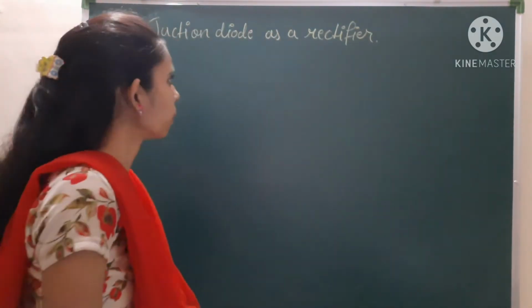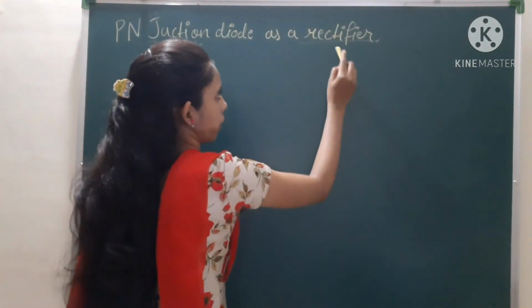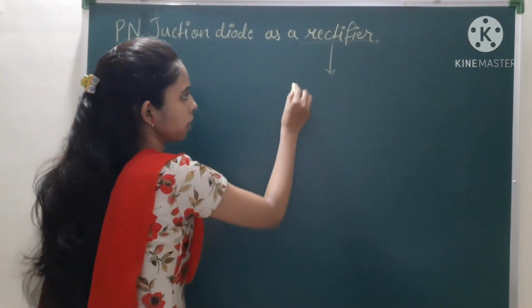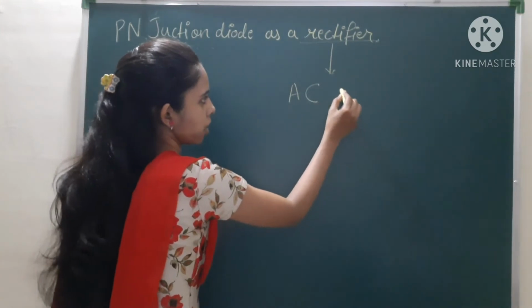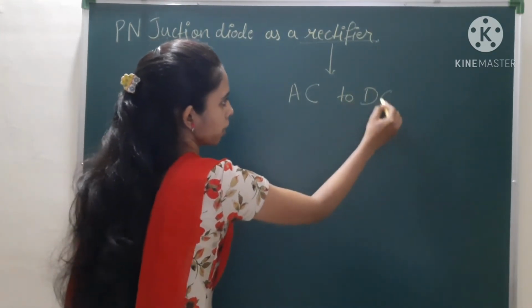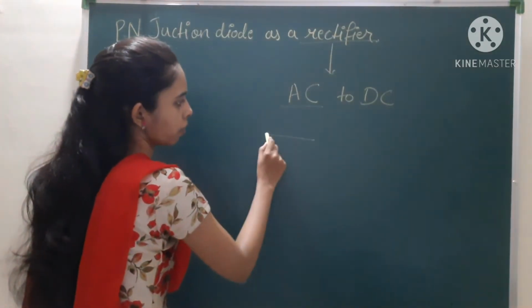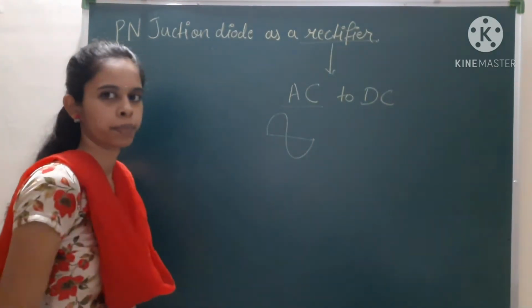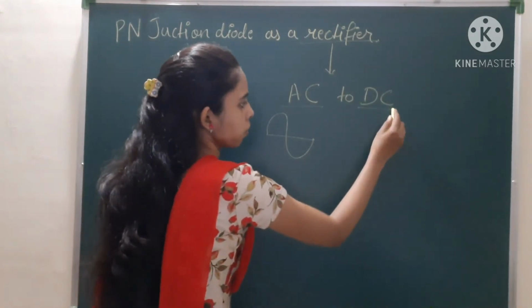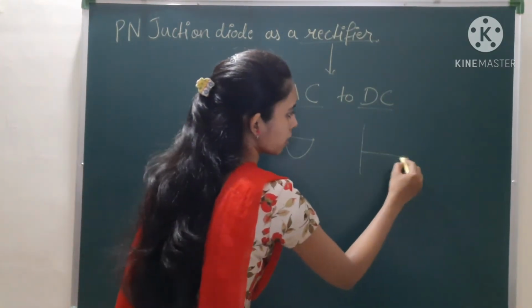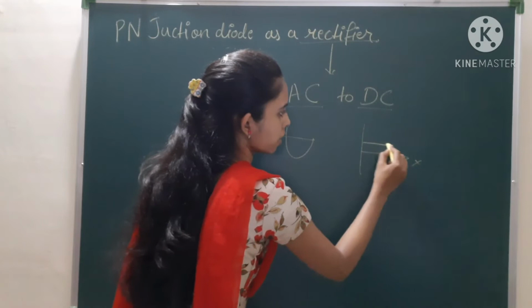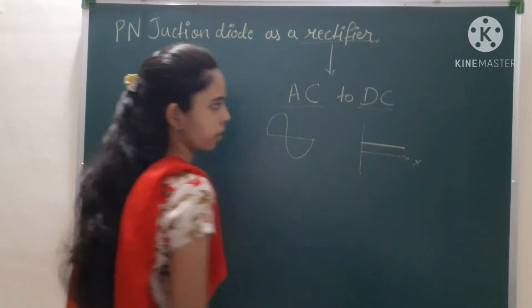Okay, so now rectifier means what? Rectification is nothing but conversion of AC voltage to DC voltage. This also we have seen. This AC voltage is nothing but in a sinusoidal form. This DC voltage we can show in this direction. If this is the x-axis, then this will be the DC voltage.